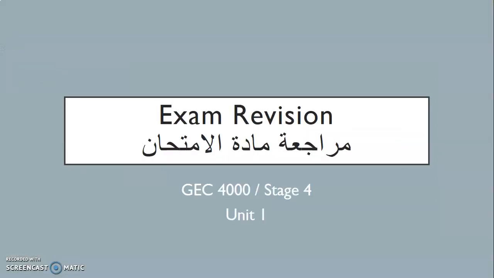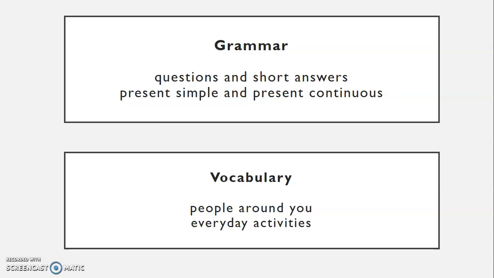This video is exam revision for GEC4000 or Stage 4, Unit 1. In this unit we did grammar on questions and short answers, we did present simple and present continuous, and vocabulary: we did the people around you and everyday activities.